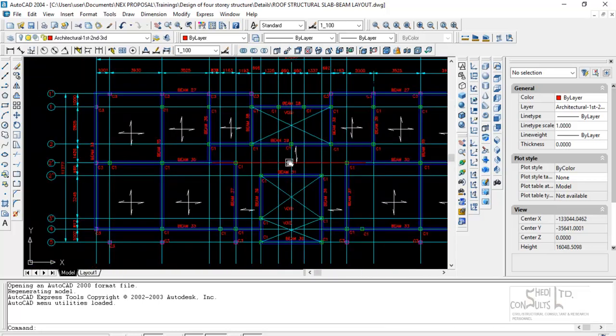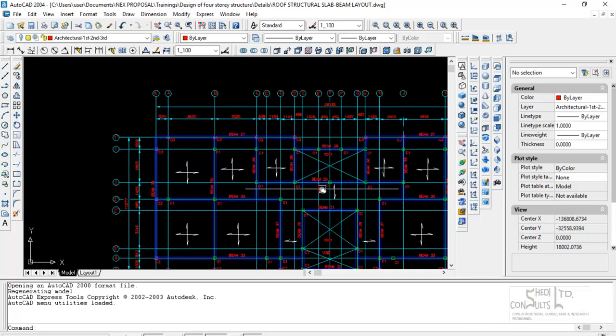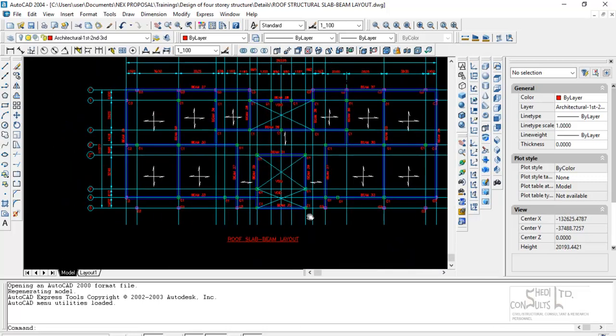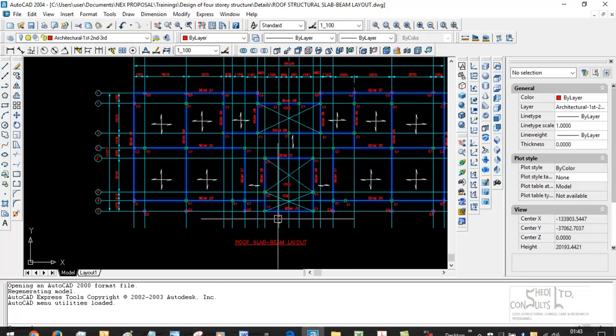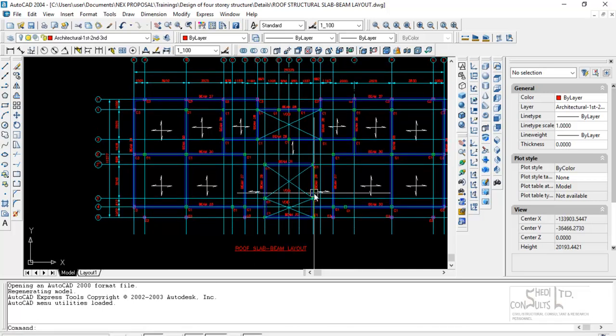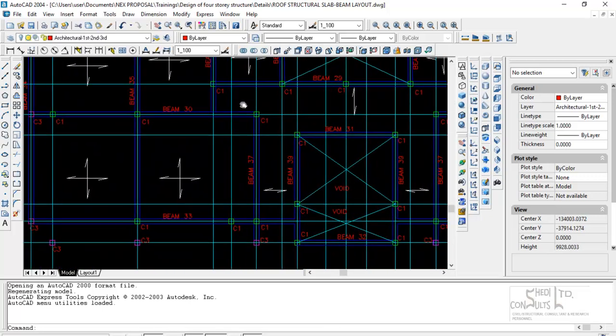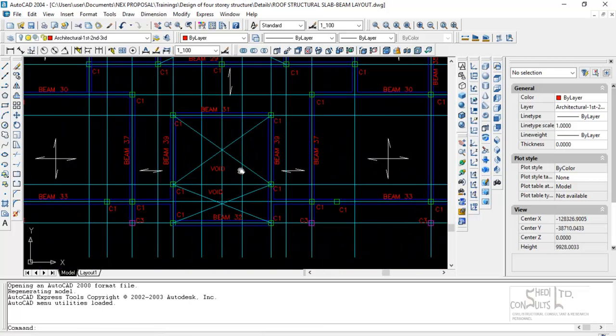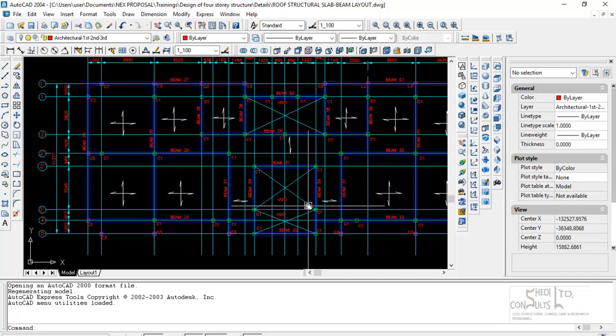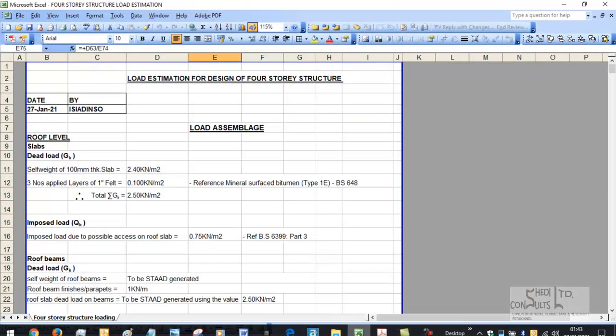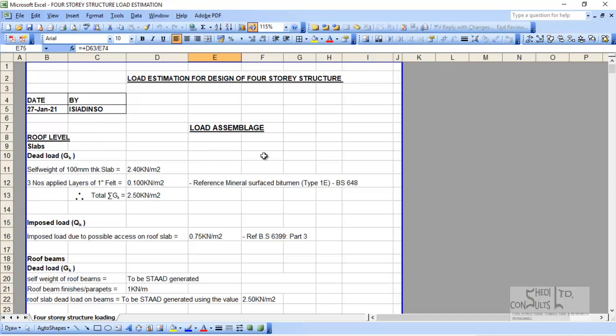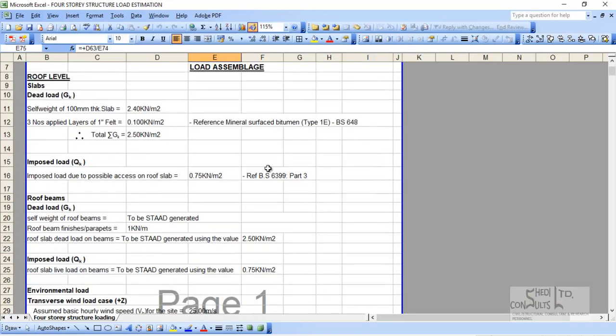So the next step you would have to carry out now is to model this entire structure in STAAD. But before we do that, as a structural engineer, the next feasible step you would have to take is to carry out your load calculation. Structural load estimation for the structure.